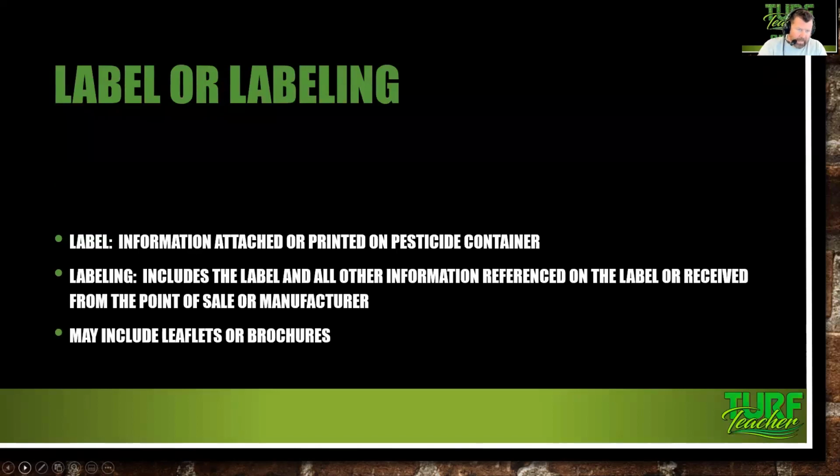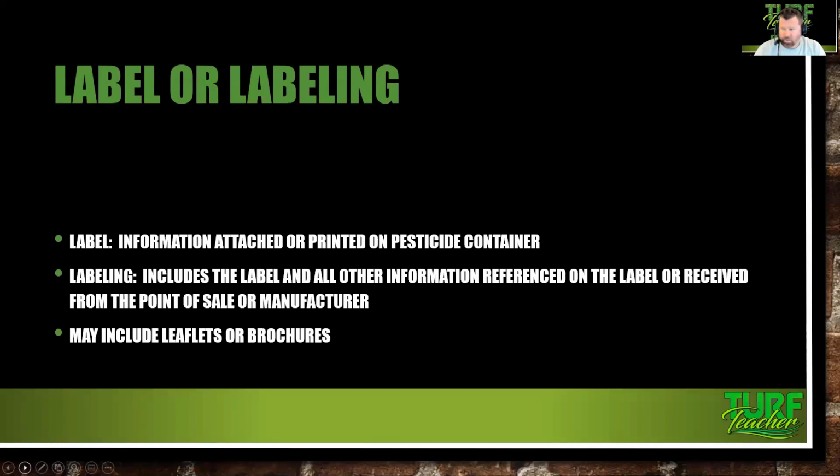And so label or labeling, again, I kind of went over that during the objectives, but the label itself is the information attached or printed on a pesticide container. The bad things about those labels on the bottles is that they're going to get wet. They're going to get destroyed. They're going to get messy. They're going to get sweaty. It's just not a good place to put it, but they have to have it on the container.